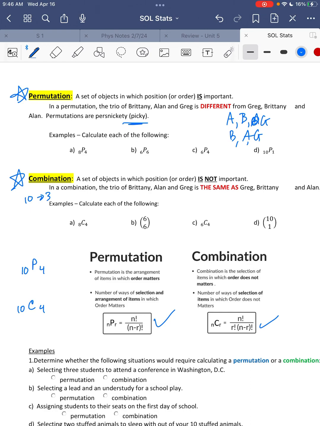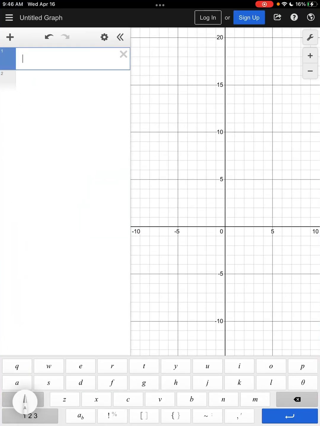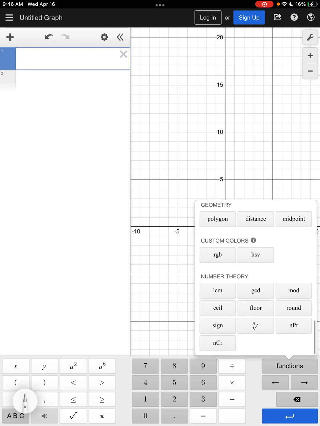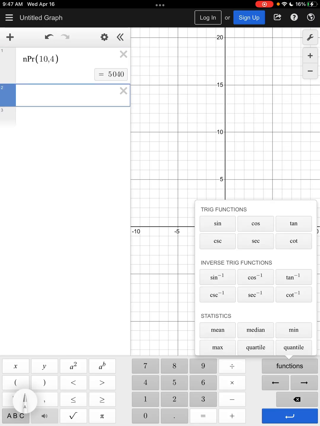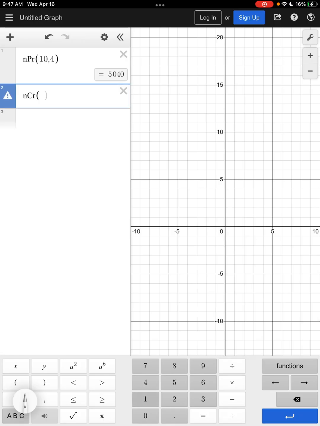So let's try and put those into Desmos and see what I mean. When you do these, you want to go back to your functions and all the way at the bottom, yeah, there they are. And PR, and you want to put 10, 4 for my example here. All right, and then I'm going to do that again, but I'm going to do a combination to show you the difference. And I get 10, 4.